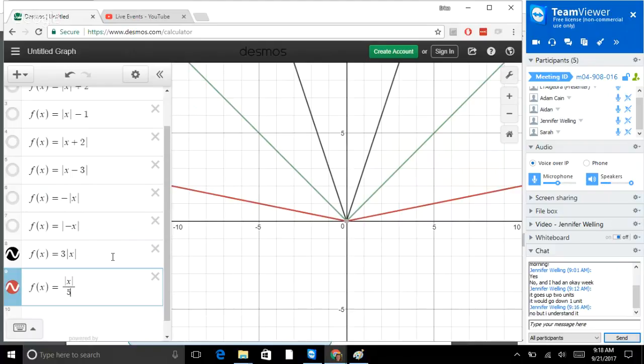So when you're dealing with adding or subtracting inside the function or outside the function, or making negatives inside or outside the function, those are rigid transformations. So your original graph is going to stay the same. When you deal with multiplying and dividing, that's when you're going to get some stretching or some shrinking. And that all just depends on which number that you do.